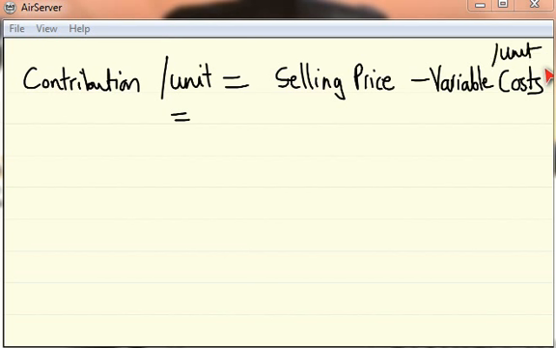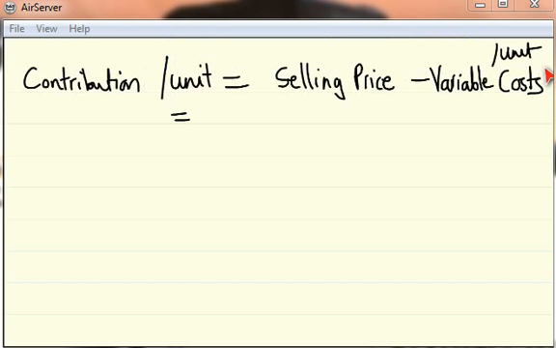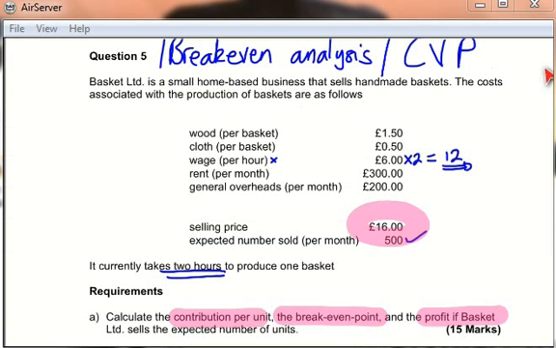So if I go back to my question, my selling price is given. It's as easy as taking the 16. So I'll come back here, put my 16 minus what are my variable costs. My variable costs are costs that vary with production. The first one that I have here is wood per basket. So these are my materials, so this is a variable cost. I'm going to take them in red. Cloth per basket is a variable cost as well. My wages, these are variable costs.